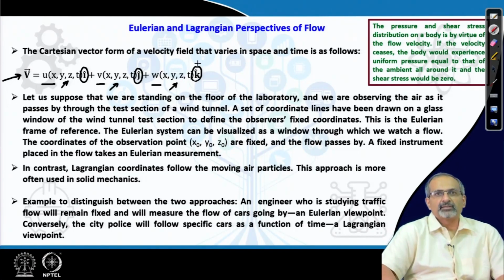If you are looking at other orthogonal coordinates like cylindrical polar or spherical coordinates, you will have corresponding components of the velocity along the respective directions in those coordinate systems.